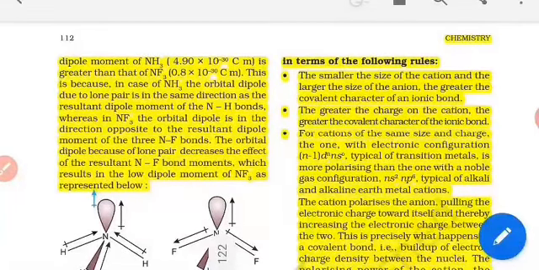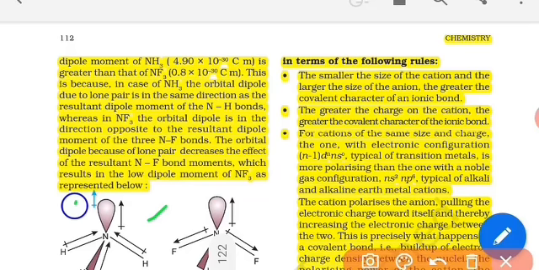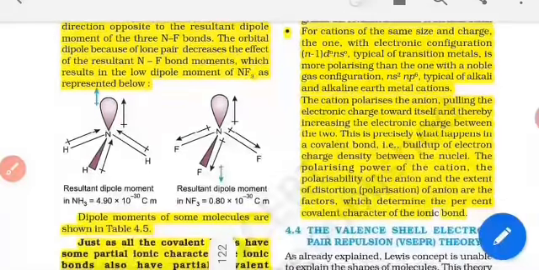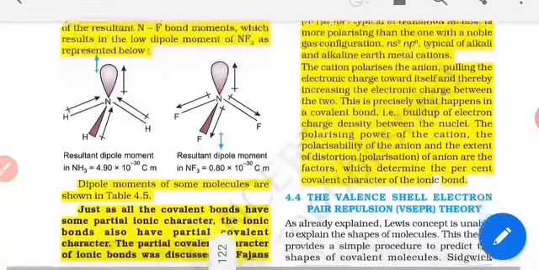In case of NH3, the orbital dipole due to the lone pair is in the same direction as the resultant dipole moment of the NH bonds. Whereas in NF3, the orbital dipole is in the direction opposite to the resultant dipole moment of the three NF bonds. These are in this direction and the orbital dipole is in this direction. So these two are opposite to each other, and hence the dipole moment of NF3 is lesser than the dipole moment of NH3.